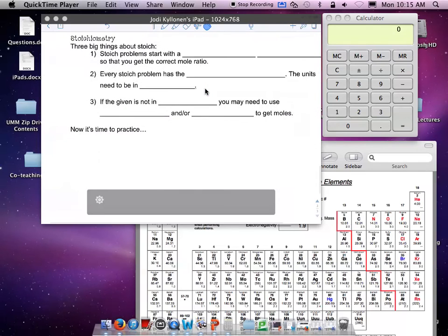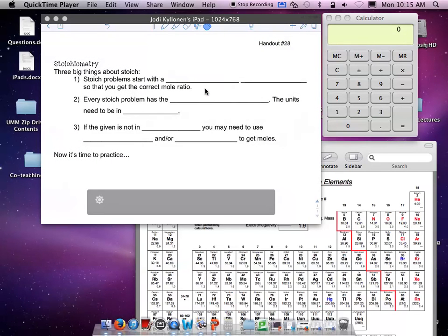All right, so before I start having you do some example problems, there's 3 big things that are going to help you with your stoichiometry. When you have a stoichiometry problem, you always need to have a balanced equation. If you don't have a balanced equation, you're not going to end up with the right mole ratio. You're going to think all the numbers are 1 or that there's some other numbers. So, the correct mole ratio.